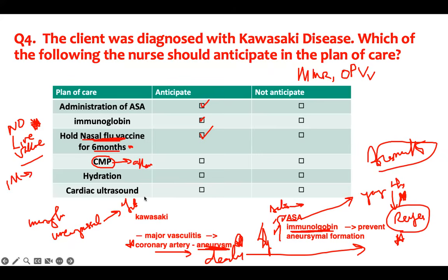That is why they have edema. So CMP is indicated. So they have low albumin. Hydration. Somebody who has a fever of 102, chapped lips, and a strawberry tongue cannot take anything. What do you think? We got to help them. So hydrate them. Cardiac ultrasound. We already know, I told you, they will develop coronary artery aneurysm. So get an ultrasound to make sure this has not developed already.